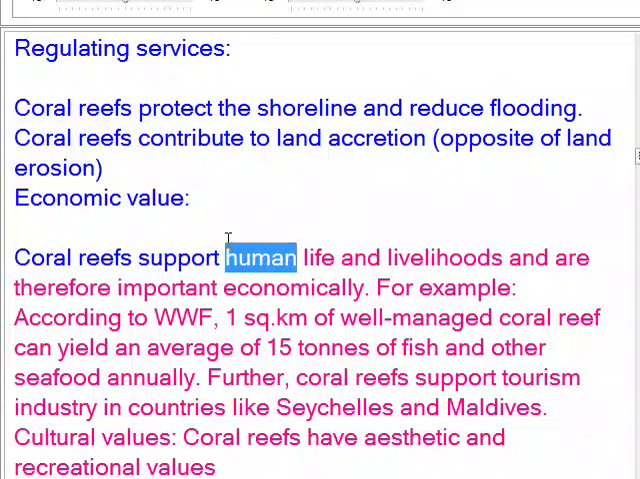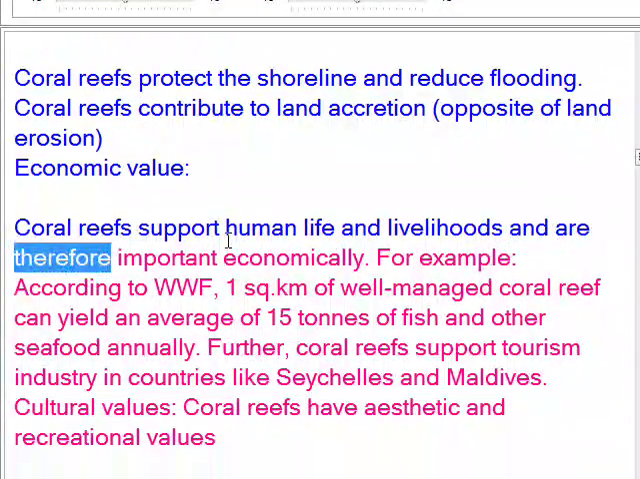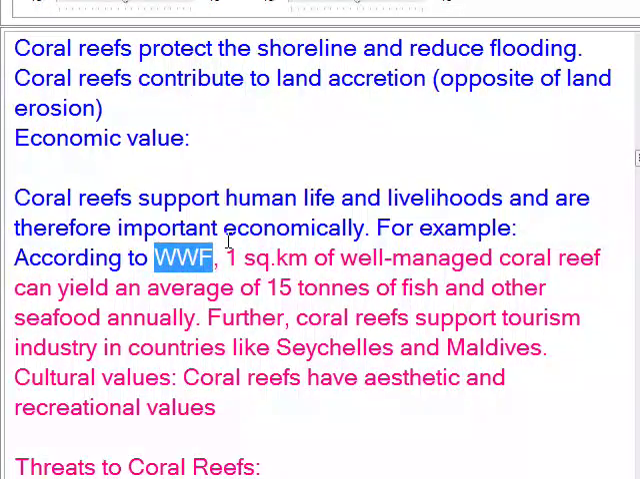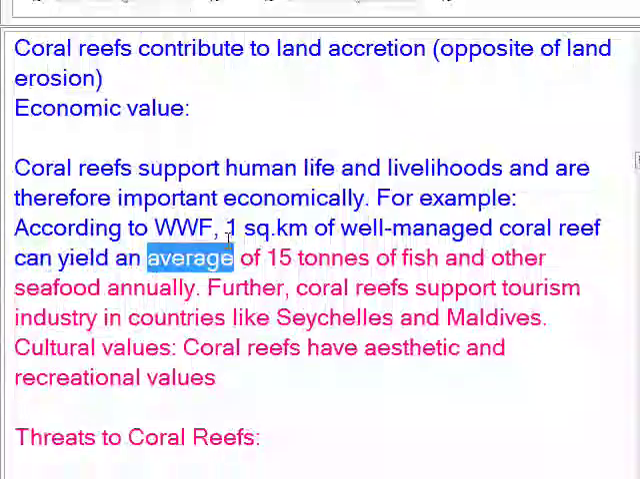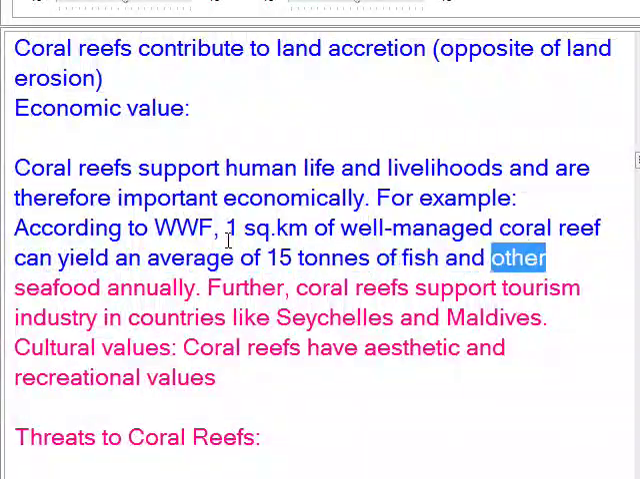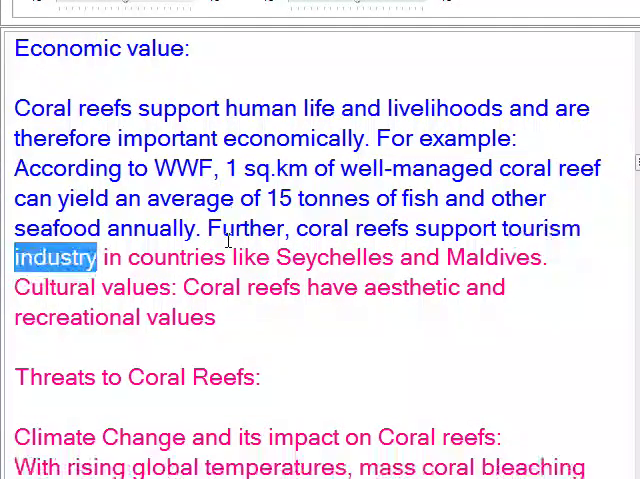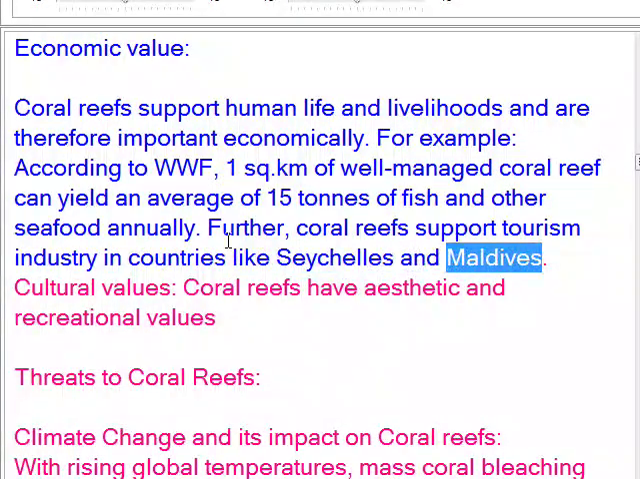Economic value. Coral reefs support human life and livelihoods and are therefore important economically. For example, according to WWF, 1 square kilometer of well-managed coral reef can yield an average of 15 tons of fish and other seafood annually. Further, coral reefs support the tourism industry in countries like Seychelles and Maldives.